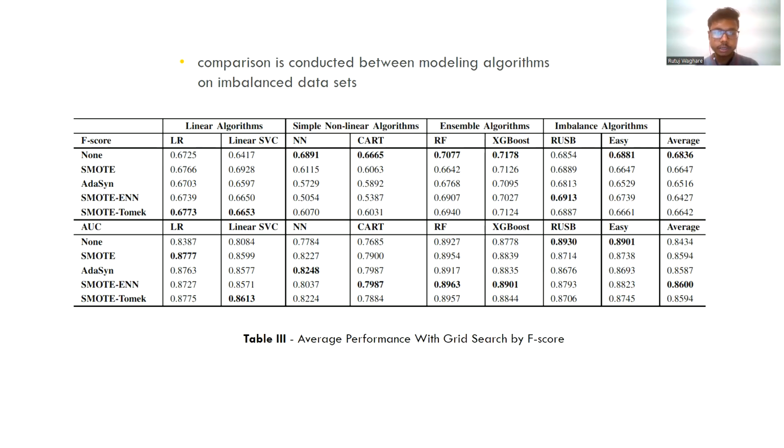The simple nonlinear algorithms perform worst among all algorithm categories in AUC, and we would not recommend choosing these algorithms for imbalanced datasets. When measured by F-score, the ensemble algorithms, that is random forest and XGBoost, outperform other algorithm categories. It is shown that with similar AUCs, the ensemble algorithm achieves a slightly better F-score than the imbalance algorithm. Therefore, even without an imbalance method, the ensemble algorithm still works well for imbalanced datasets.